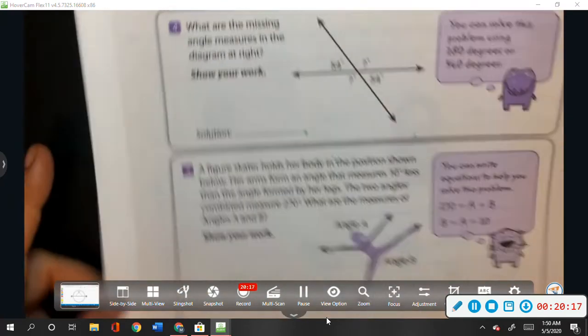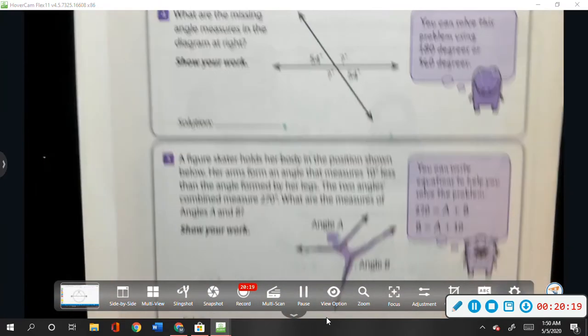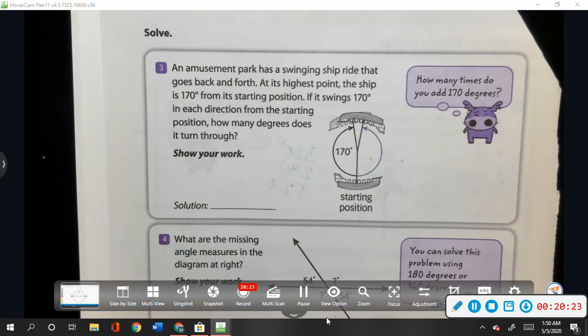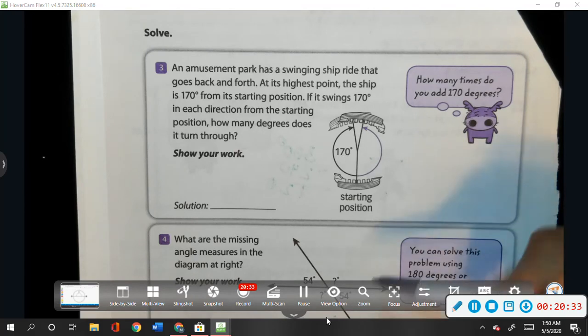Alright, next page. Page 328. An amusement park has a swinging ship ride that goes back and forth. At its highest point, this ship is 170 degrees from its starting position. If it swings 170 degrees in each direction from the starting position, how many degrees does it turn through?